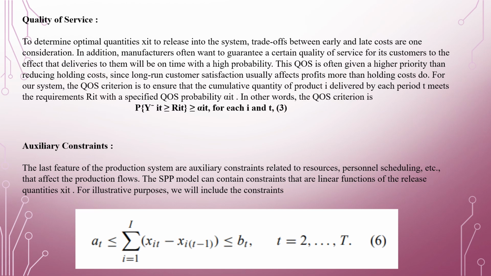Next one is the auxiliary constraints. The last feature of the production system are auxiliary constraints related to resources, personnel, scheduling, etc. that affect the production flows. The SPP model can contain constraints that are linear functions of the release quantities x_iT. For illustrative purposes, we will include the constraints here.